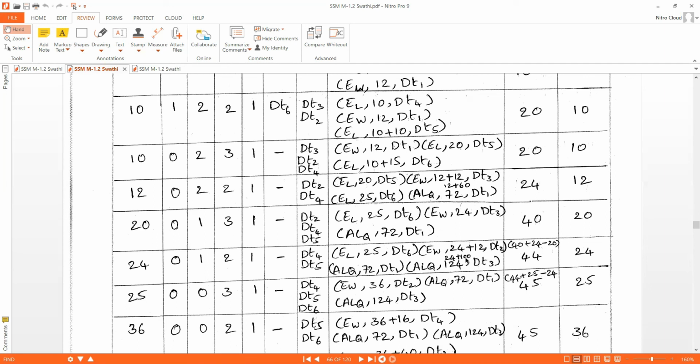Arrival at the loader queue at 100 minutes. At what time did it start? DT3 started traveling at simulation clock time 24. So it is 24 plus 100. That we will update in the future event list.